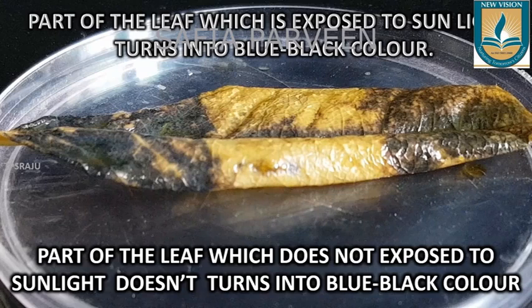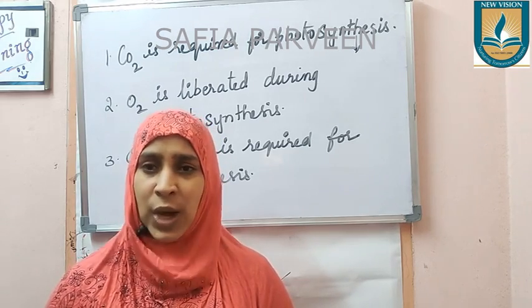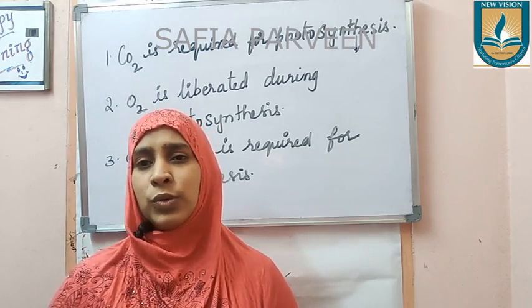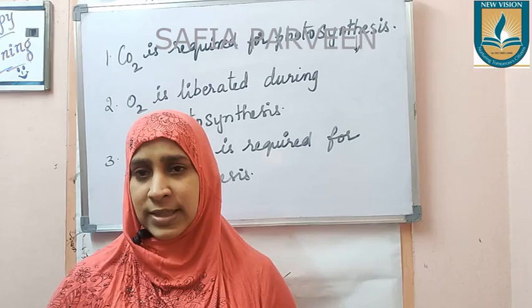With this experiment, we understand that sunlight is required for photosynthesis. Okay children, sunlight is required for photosynthesis. You understood that? And now we'll move to the mechanism of photosynthesis.